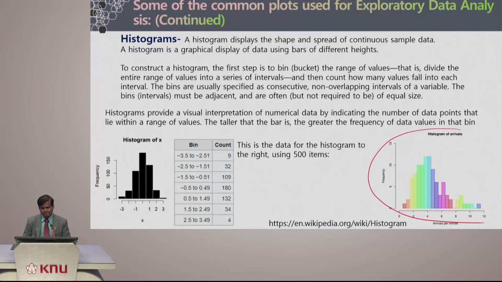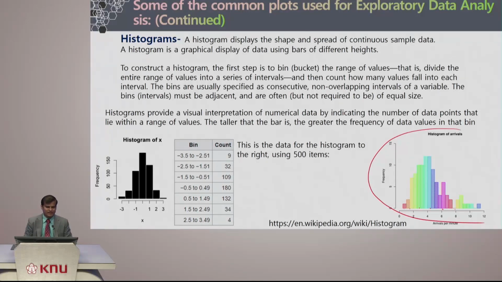So as you can see, there are different bars and there is a range of values, and we can divide the entire range of values into a series of intervals like 0, 2, 4, 6. The series of intervals is given to these bars, and the bins are usually defined as consecutive, non-overlapping intervals. They are not overlapping. All the bins are individual, distinct intervals, and they are adjacent to one another, next to one another.